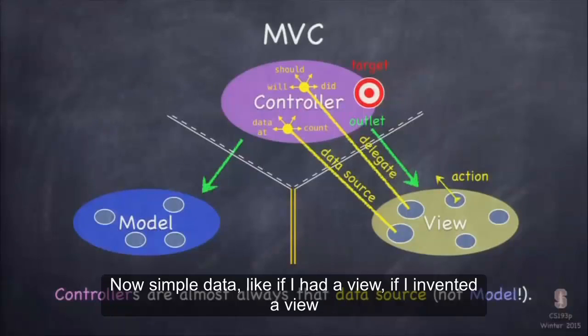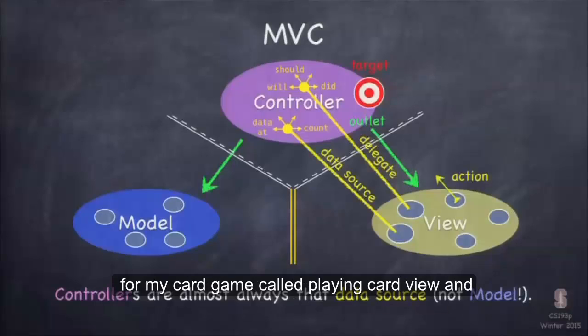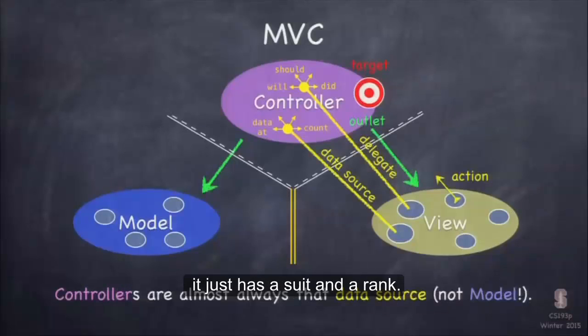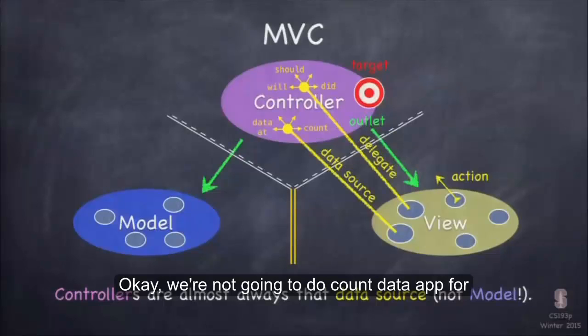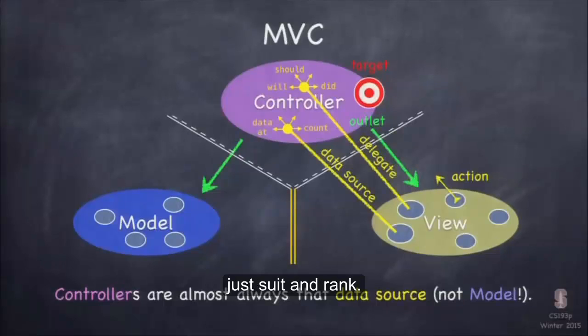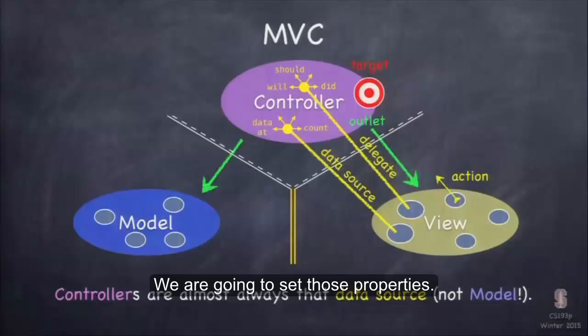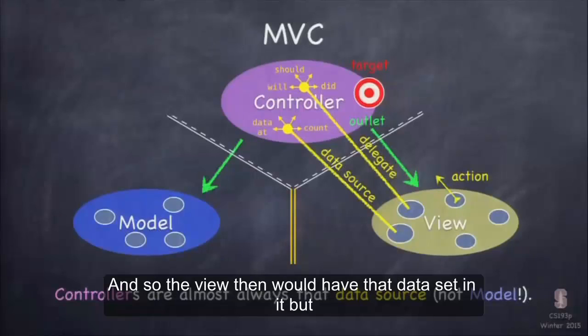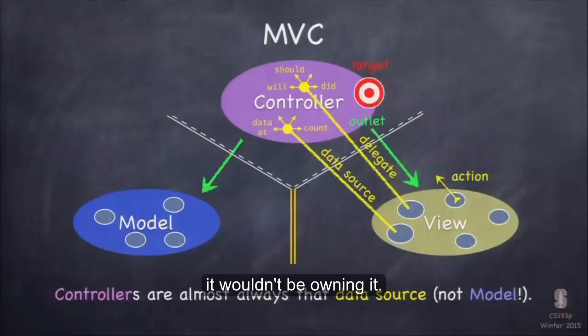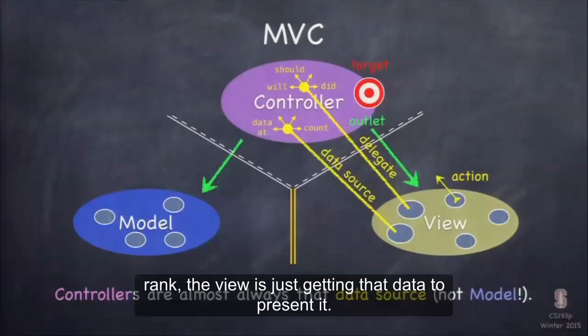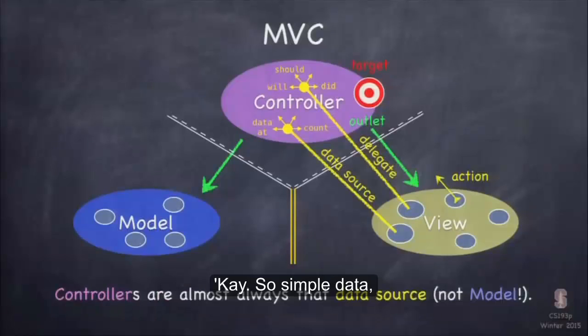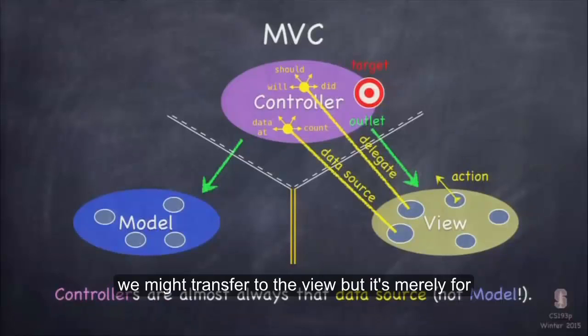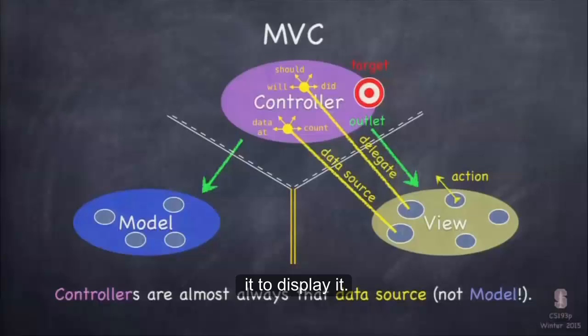Now, simple data, like if I invented a view for my card game called Playing Card View, and it just has a suit and a rank, okay, we're not going to do count data at for just suit and rank. We are going to set those properties. And so the view then would have that data set in it, but it wouldn't be owning it, right? The model would still be owning the suit and rank. The view is just getting that data to present it. Okay, so simple data we might transfer to the view, but it's merely for it to display it.